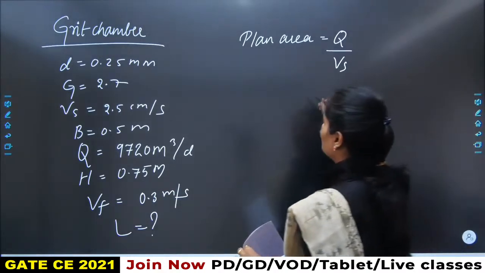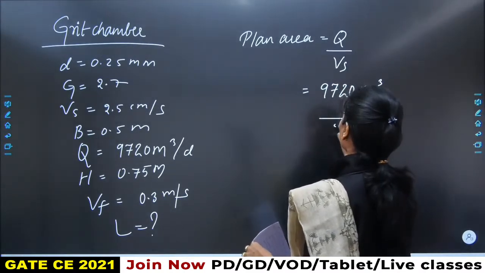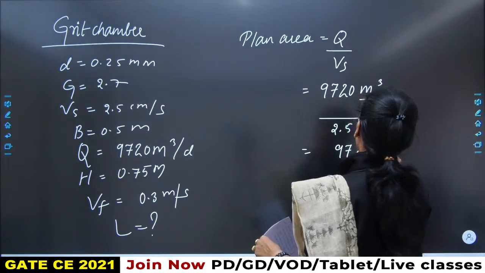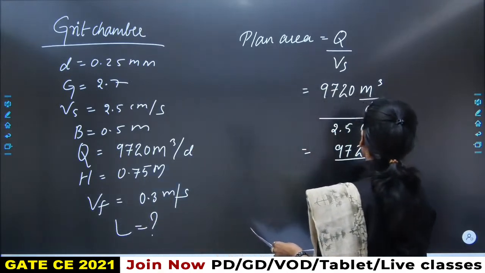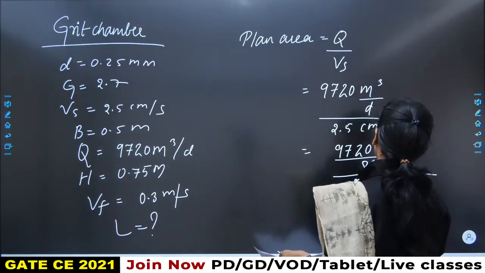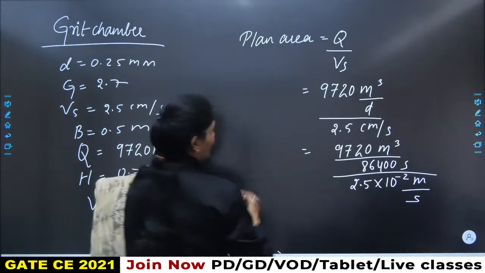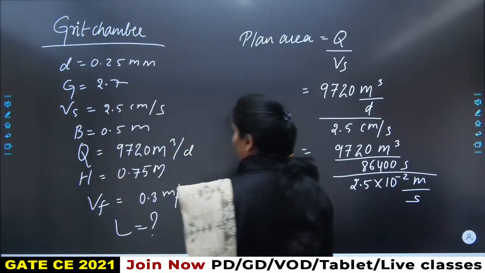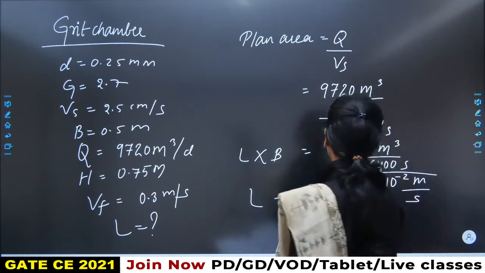So now Q by Vs: 9720 meter cube per day, and this is 2.5 centimeters per second. So 9720, I have to convert it into the same units. In which unit has it asked me? In meters it has asked me. So 86400 seconds. This will be 2.5 into 10 raised to power minus 2 meters per second. So now this I will get in area format, length into width. I know the width. The width is how much? It is given to you as 0.5 meter. Yeah, it's given to me as 0.5 meter only.